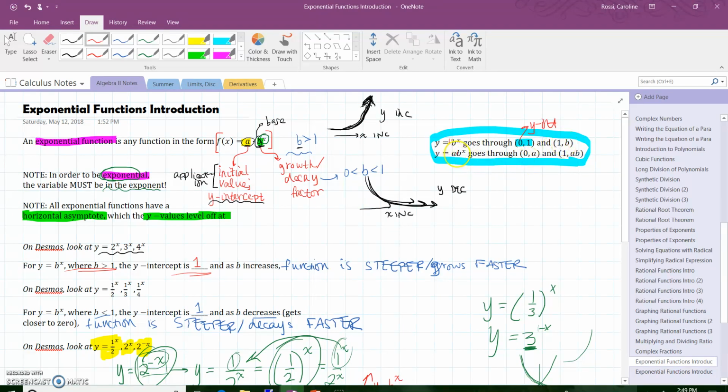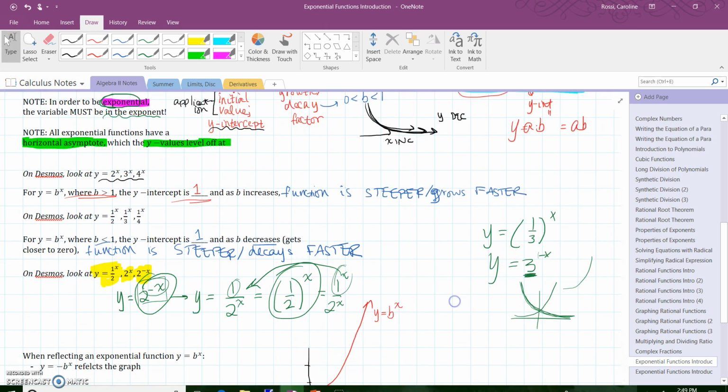If you have a times b to the x, a is going to be your y-intercept. So you go through (0, a). And whenever you plug 1 in, so a times b to the first power, well, b to the first power is b, so you're going to get a times b. We're always going to plot these 2 points, the y-intercept and whenever x is 1, and we're going to do another point, which I'll tell you about in a moment.